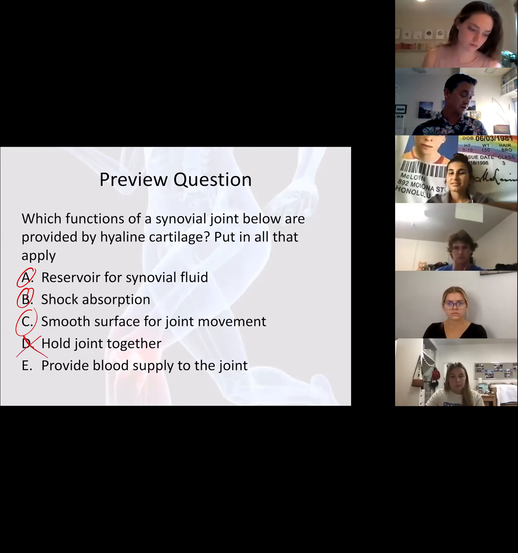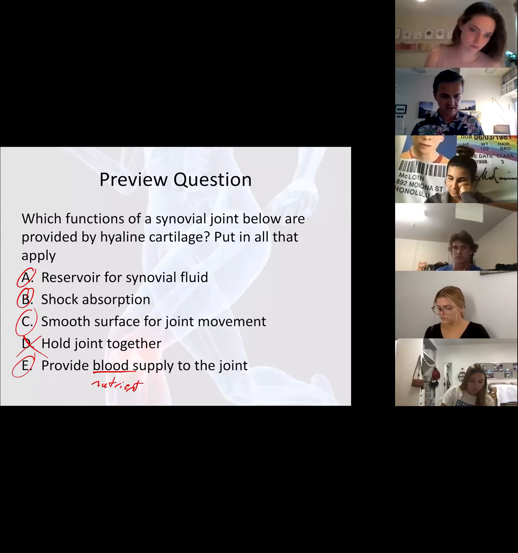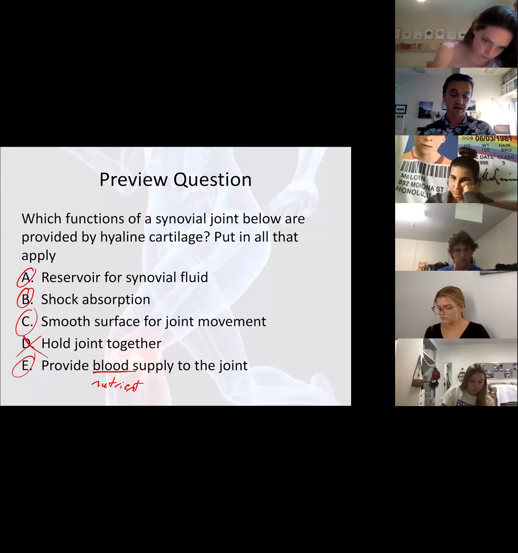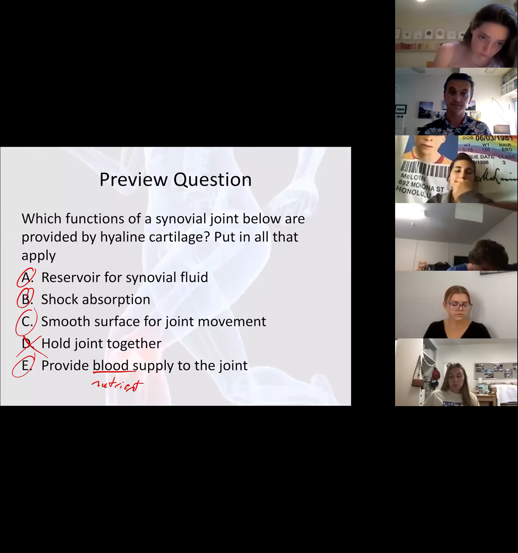It doesn't hold the joint together because it doesn't span the joint. It's on both sides, but it doesn't hold it together. And in a way, it provides blood supply, or more accurately, nutrient supply. There's actually no blood in your joint unless you have damage to your joint, but it does provide nutrient supply kind of via the blood, but there's no blood actually in the joint. So all three of those are correct, A, B, C, and E.